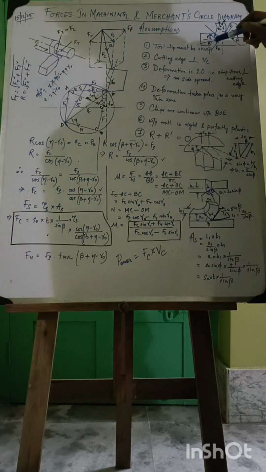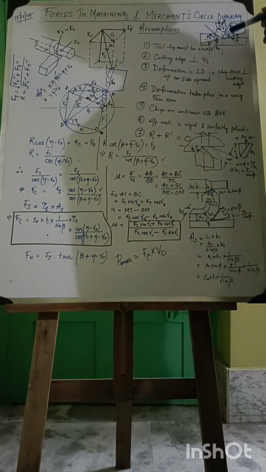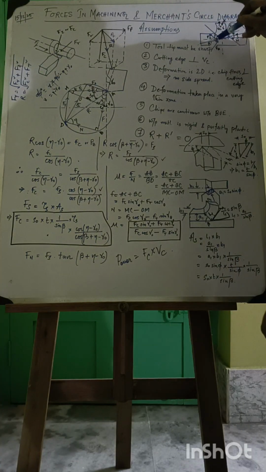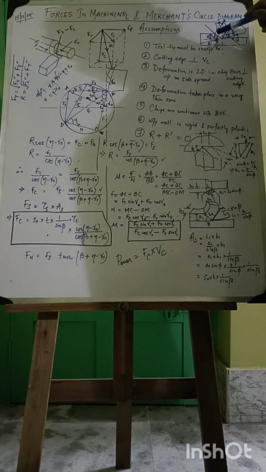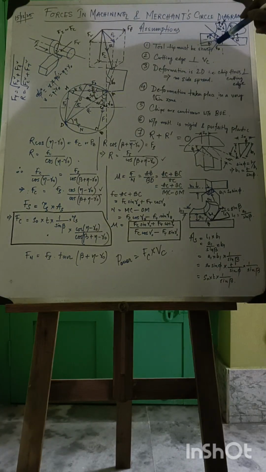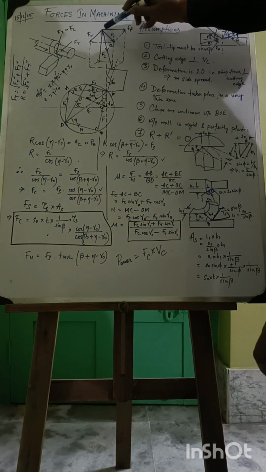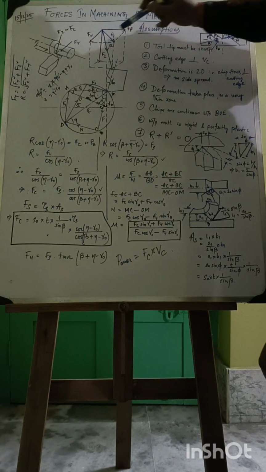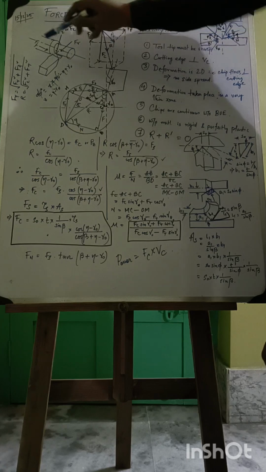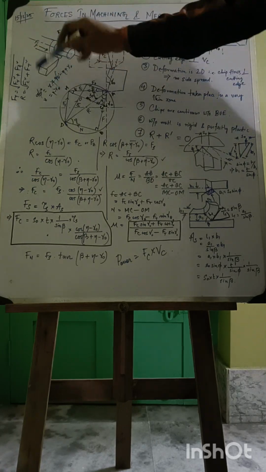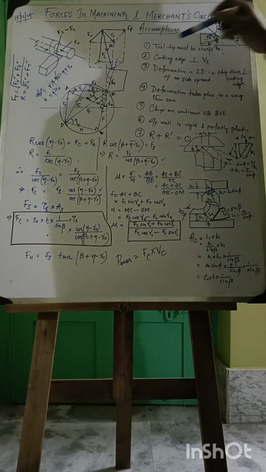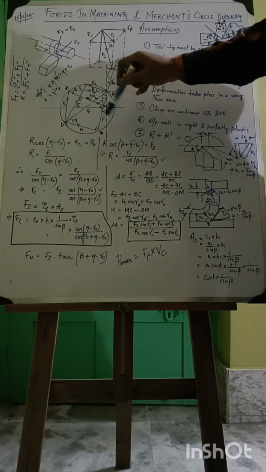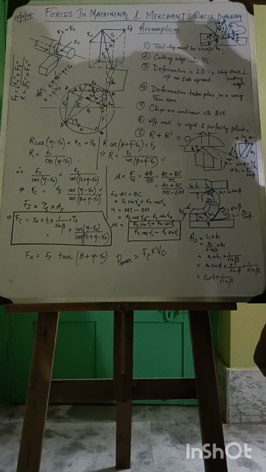And this R prime can also be further resolved into Fc, being along the direction of the cutting velocity vector, and perpendicular to it is the Ft, that is the thrust force. Ft, we can see here, is the resultant of Ff and Fr. Fr is the force in the radial direction and Ff is the force from the feed direction. So here are the equations. Now these forces end up on the periphery of a circle as per the theory of Merchant.